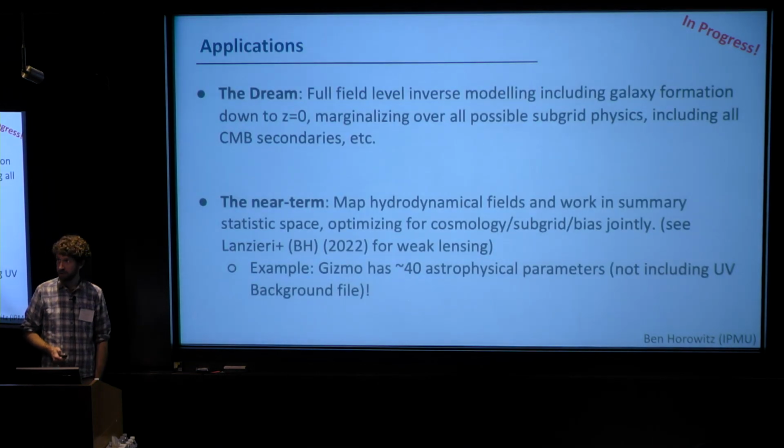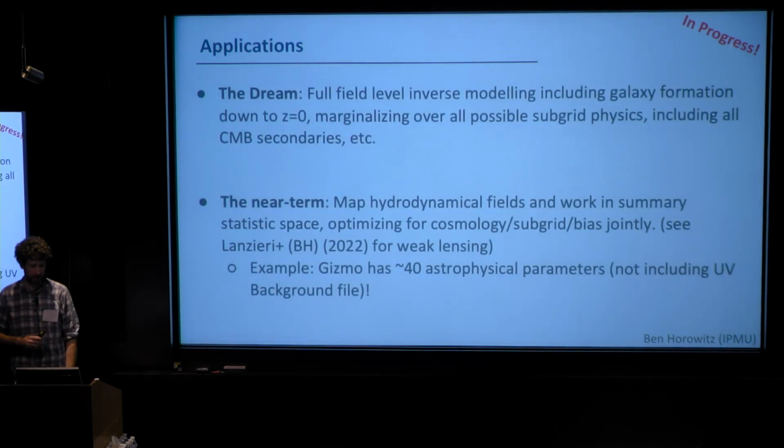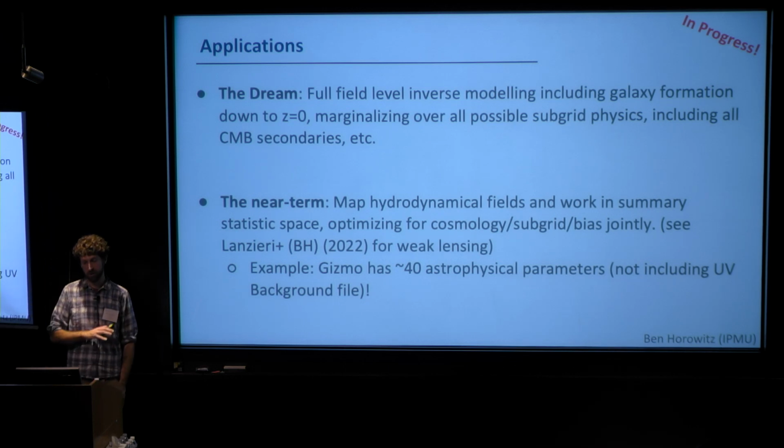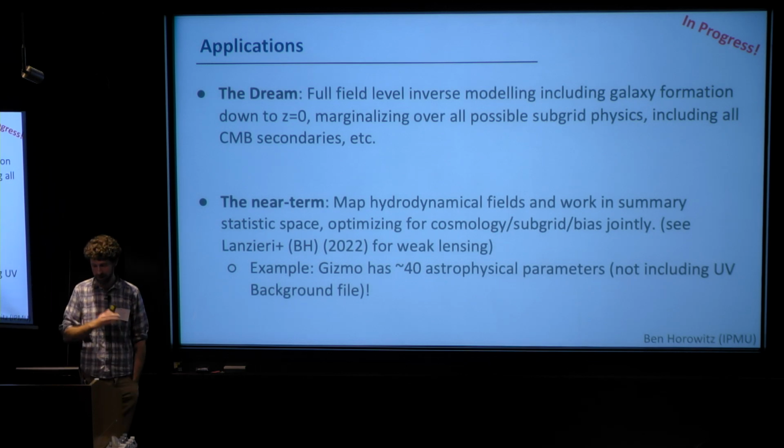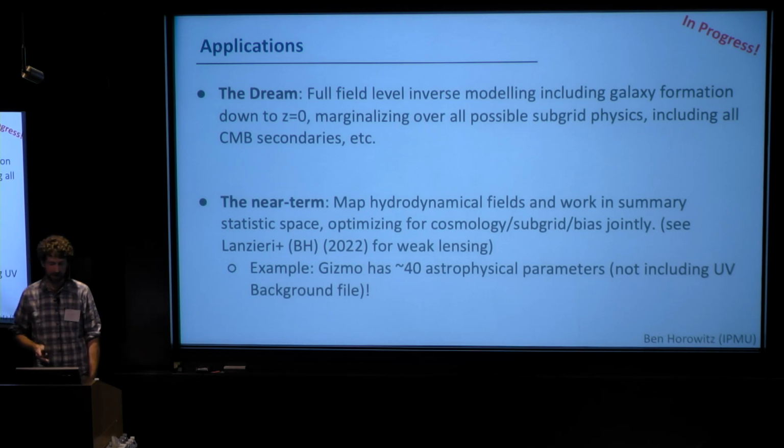Of course, the dream here is to try to do, as I described earlier, full field level inference, marginalizing over all galaxy formation models down to redshift 0. I'm motivated a lot by the Lyman alpha forest, so we've got redshift 2. Things are easier at redshift 2 versus redshift 0. But the dream is to do this all the way down to redshift 0, marginalizing over everything possible, any observable you throw in. But of course, it's good to publish papers before retirement.